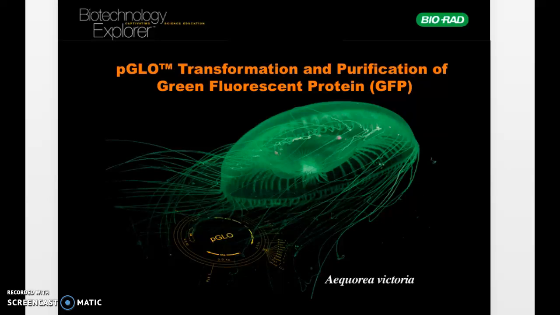Hello everyone, this is an introduction video for the pGLO transformation lab that we're going to be doing in the upcoming week. With this lab, we're going to be working with E. coli bacteria, and we're going to work with a plasmid that's genetically engineered. This plasmid carries a pGLO gene that allows it to glow if the environment for the bacteria is suitable. So this video is going to prepare you for the lab a little bit better.